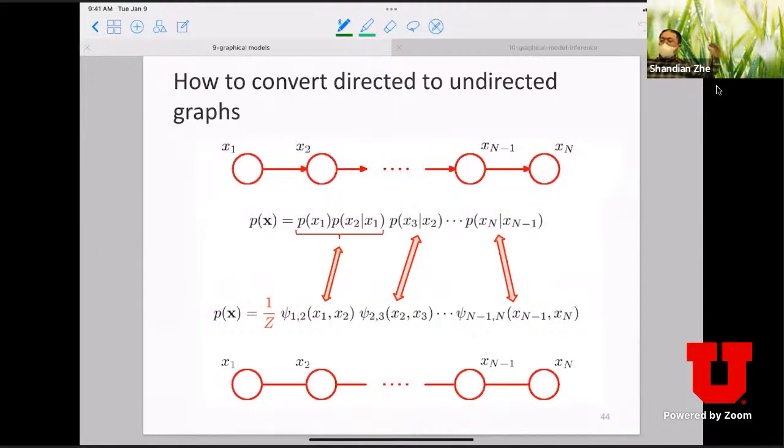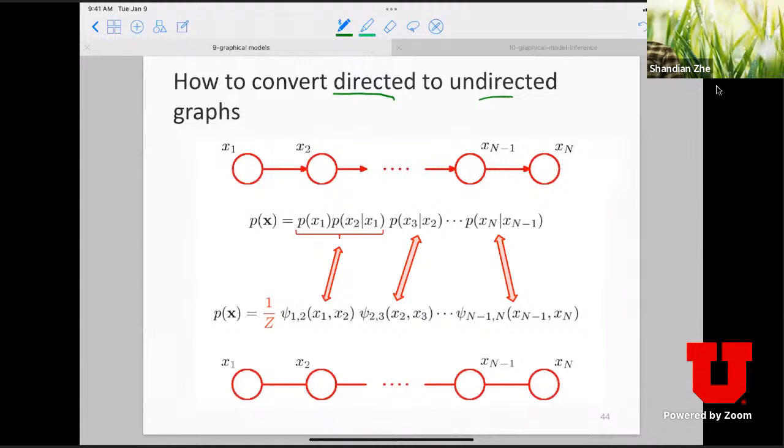Okay, so now we have given two definitions of two types of graphical models. One is called directed graphs, the other is called undirected graphs. So a natural question would be, can we convert a directed graph, which is a Bayesian network, to an undirected graph? Things become quite easy. However, the reverse is quite hard. So let us consider how to convert a Bayesian network to an undirected graph.